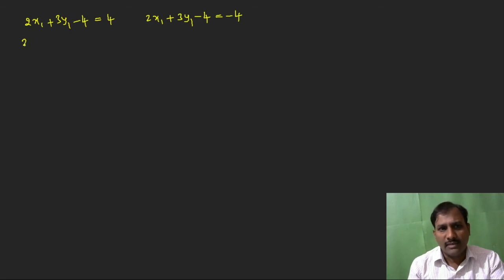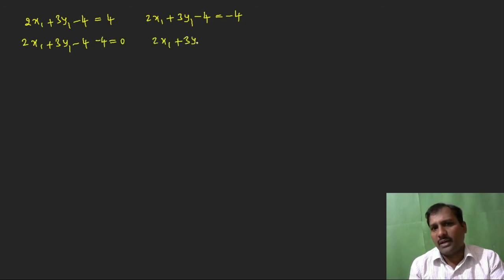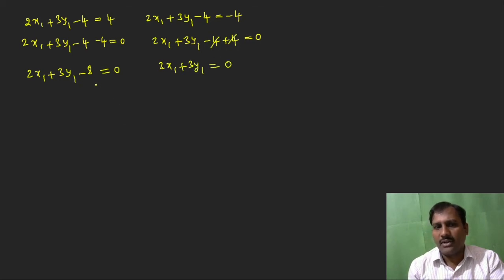So now let us simplify this. 2x1 + 3y1 - 4 - 4 equal to 0. So here you will get 2x1 + 3y1 - 8 equal to 0. And 2x1 + 3y1 - 4 + 4, the minus 4 and plus 4 get cancelled, equal to 0. So these are the two equations we have got here. So we have to multiply these two now.